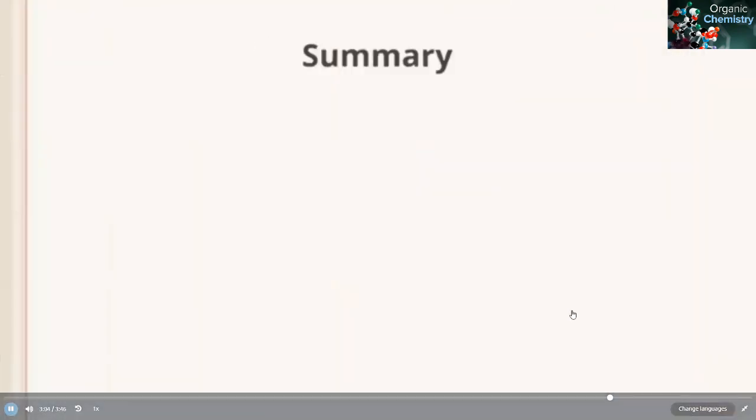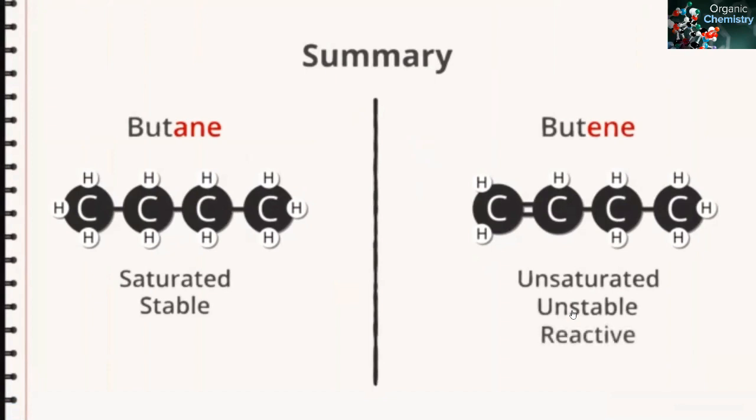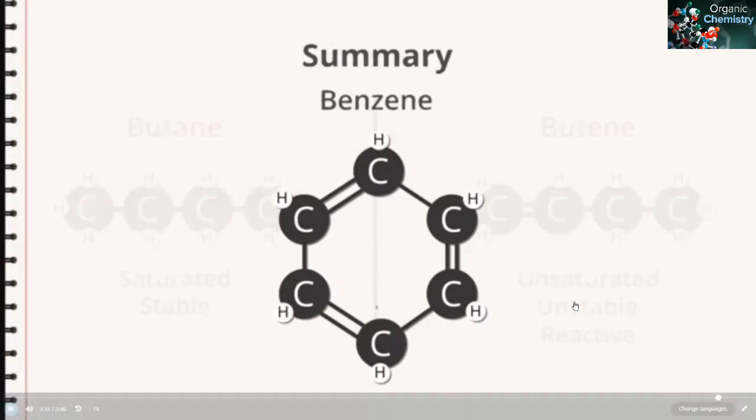So, hydrocarbons with only single bonds have names ending with ane, for example, butane. They are saturated and stable compounds. Hydrocarbons with double bonds have names ending with ene. They are unsaturated and unstable compounds. They have the ability to pick up more atoms. This makes them more reactive. Benzene is an exception. Despite having 3 double bonds, it is pretty stable.